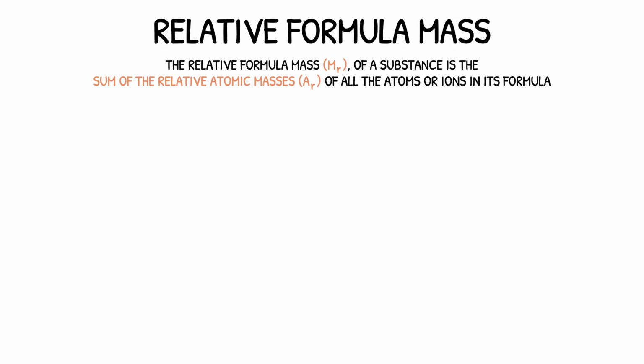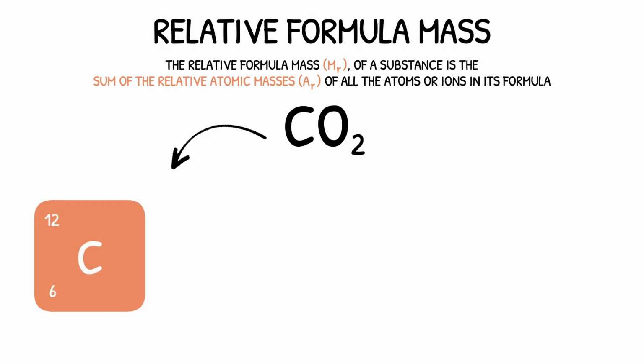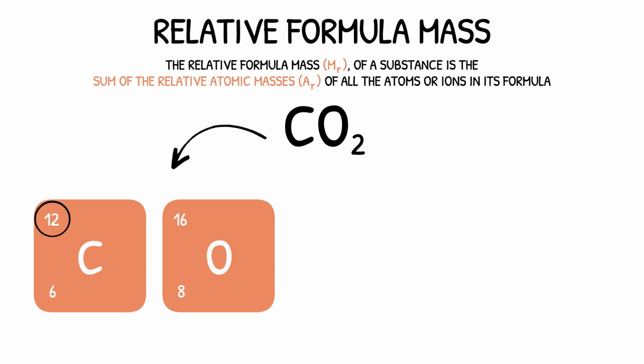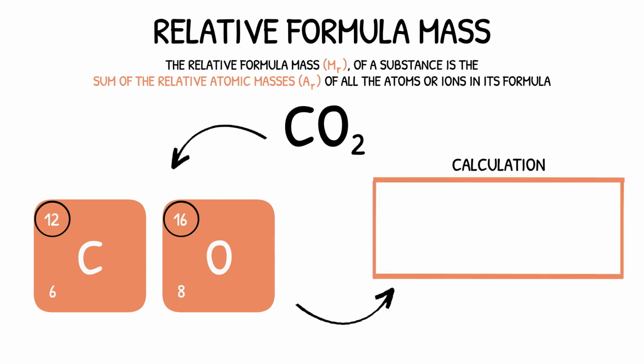Let's explore this concept by calculating the relative formula mass of carbon dioxide. Now, carbon dioxide consists of the elements carbon and oxygen, so we'll need the relative atomic masses for both of these elements to complete this calculation, and we can find these on the element symbols in the periodic table. Remember that the largest number on an element symbol will always be the relative atomic mass of that element. So, the relative atomic mass for carbon is 12, and the relative atomic mass for oxygen is 16. Now we can start our calculation.